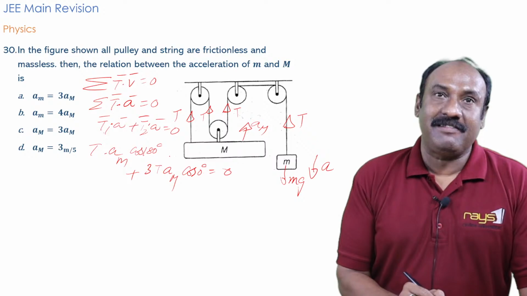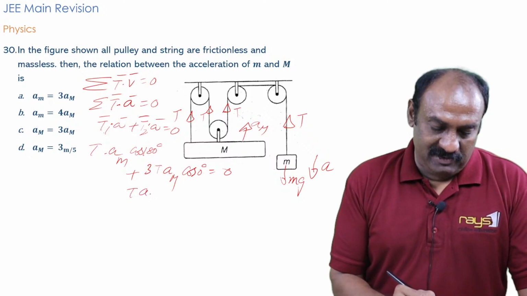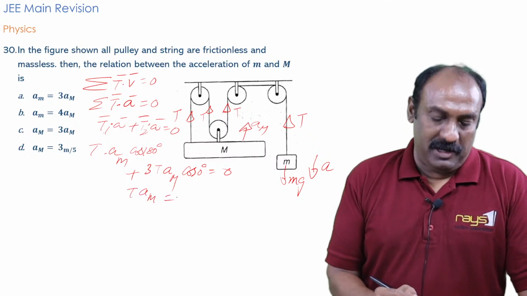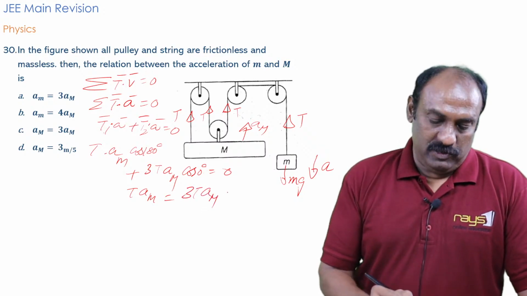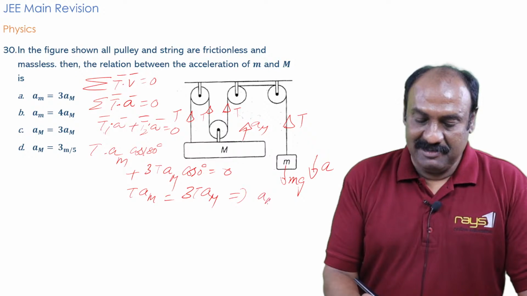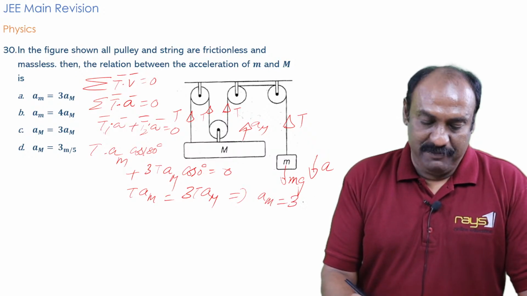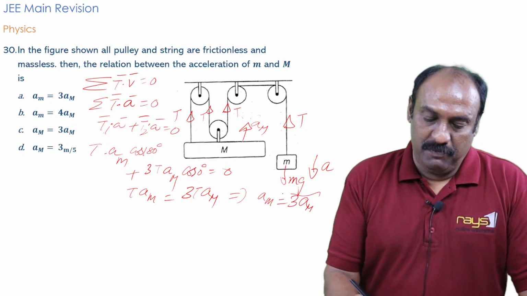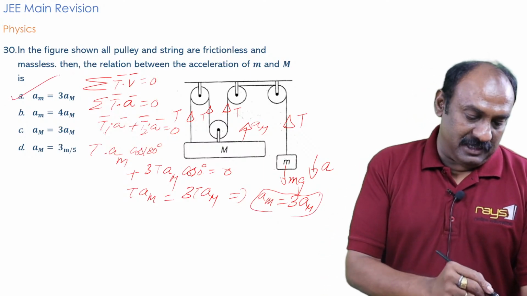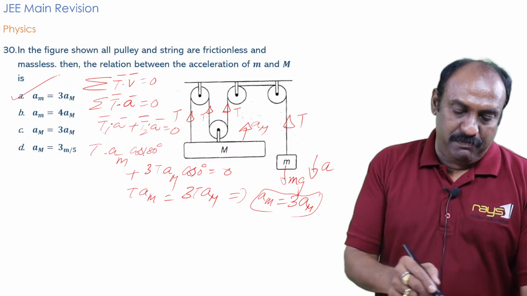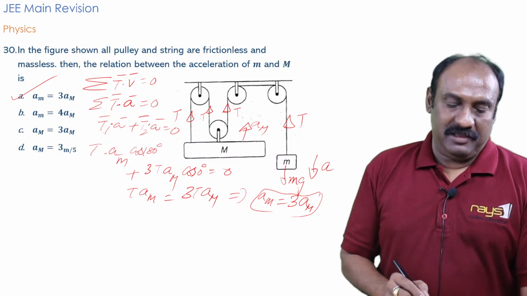Cos 180 is minus 1. So T into acceleration of small m equals 3T into acceleration of the bigger block. So T gets cancelled. Acceleration of the smaller block equals 3 times the acceleration of the bigger block. So the acceleration of the smaller block is equal to 3 times that of the bigger block, which is the answer for question number 30.